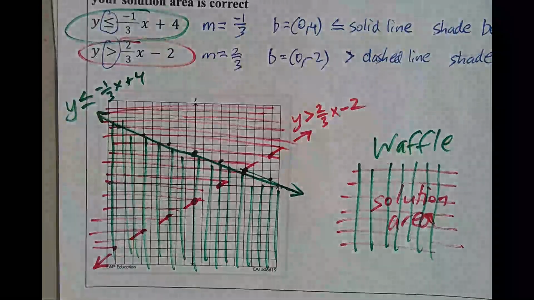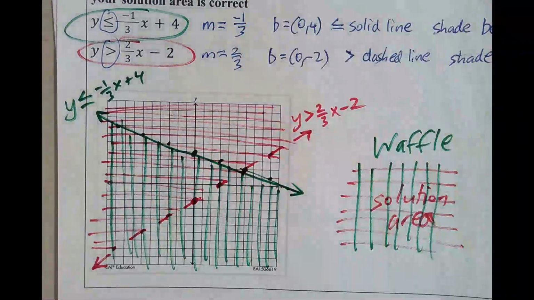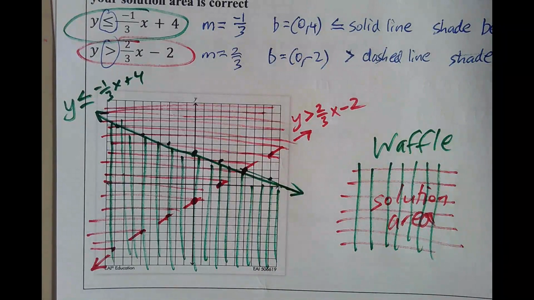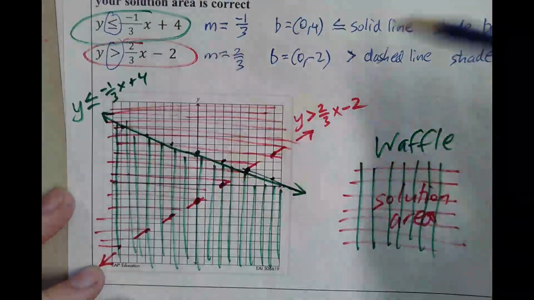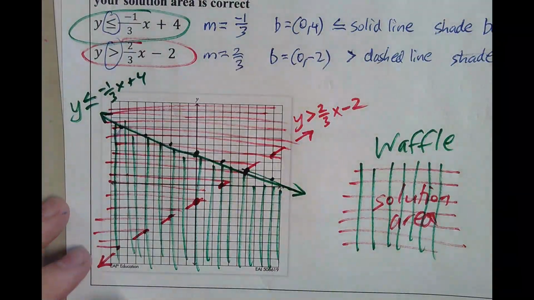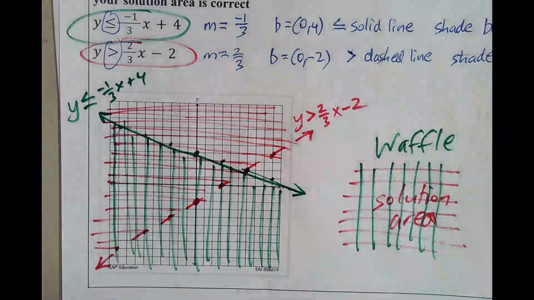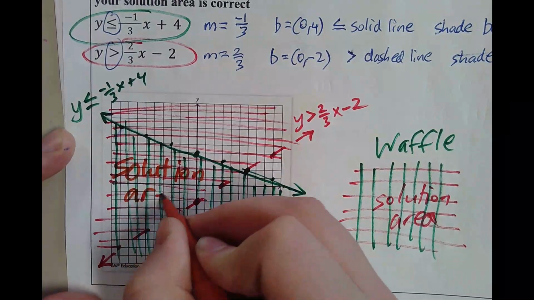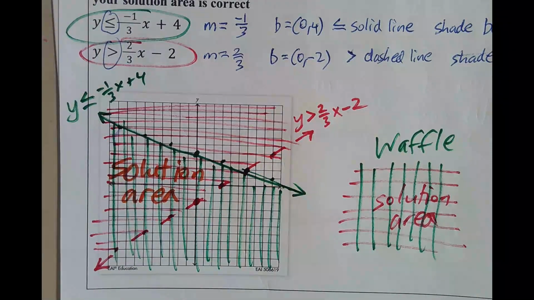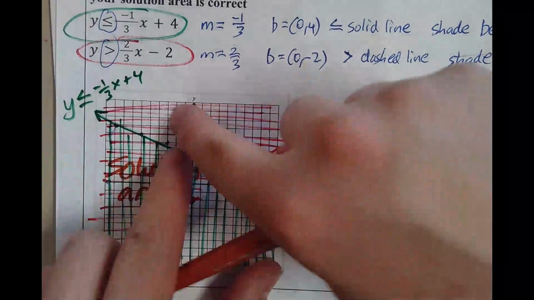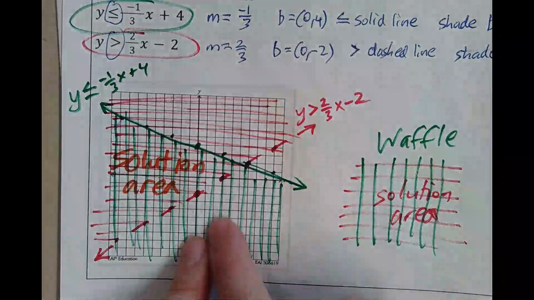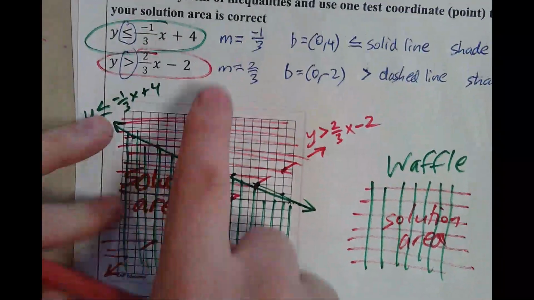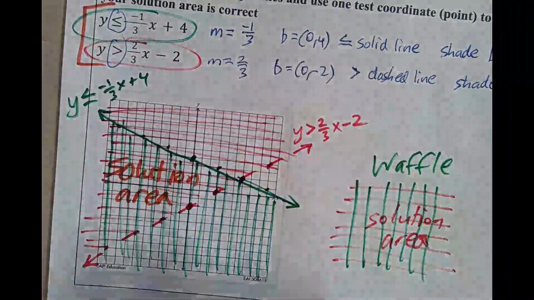Okay, so where is the waffle? The waffle is right here. So what I can do is I take my pencil or a color of some sort, and I'm going to go ahead and shade in the waffle a little bit. So since the waffle is where they cross, I can go ahead and say, this right here is my solution area. This area is not the solution area, and this area is not the solution area, because the solution is, if it's a system, it's where they both cross.